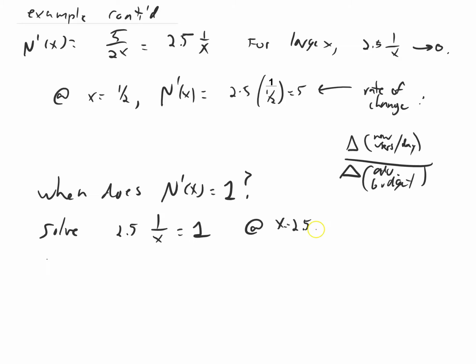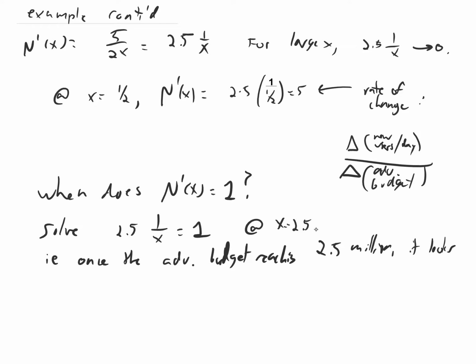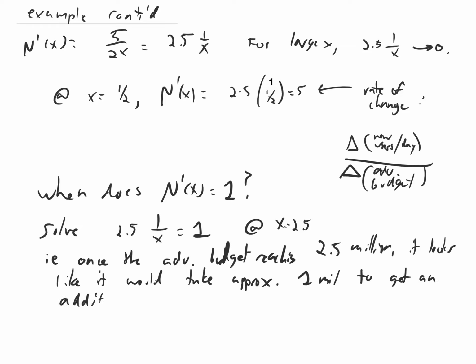When does that rate of change slow down to 1? Well, at x is 2.5, so 2.5 million. That is, once the advertising budget reaches 2.5 million, it looks like it would take approximately 1 more million added to the budget to get an extra 1 user per day.